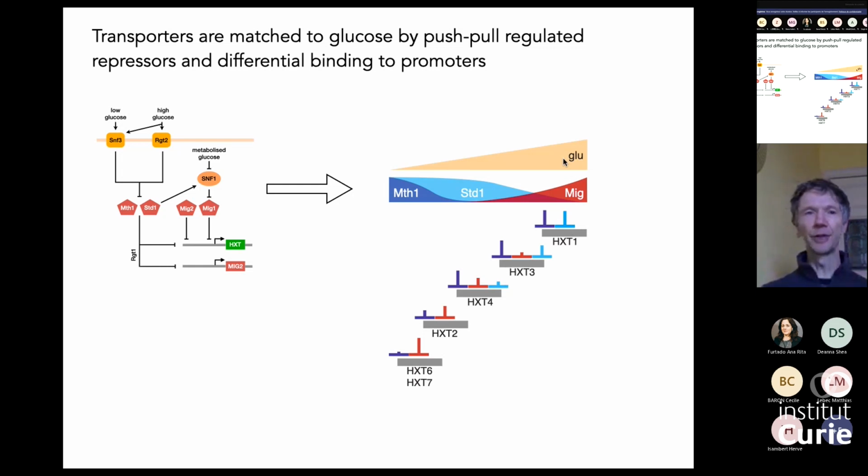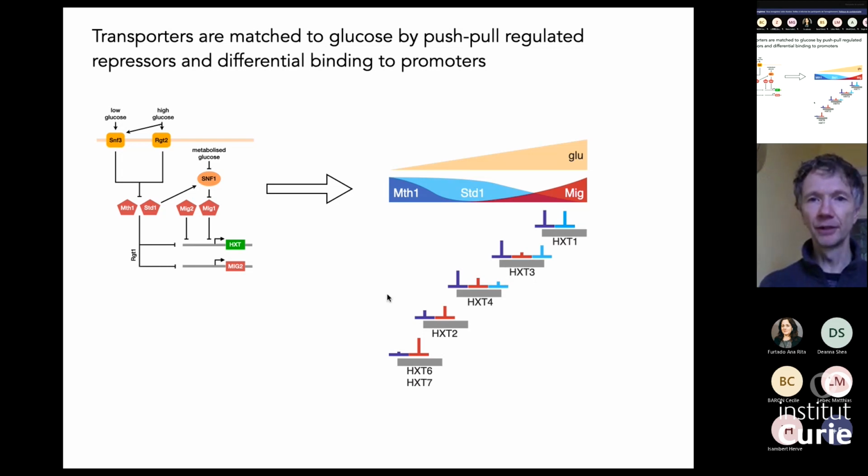So we have this pattern, a network which sets up these opposing behaviors of the transporters, which we're calling push-pull, in the sense that as glucose rises, it pushes repression through the MIGs and pulls repression through the MTH1 and STD1, with the opposite behavior as glucose falls. And then given these different patterns of expression, the promoters are set up with their affinities to ensure that their respective transporters are expressed in ranges of glucose where their transport should be close to optimal.